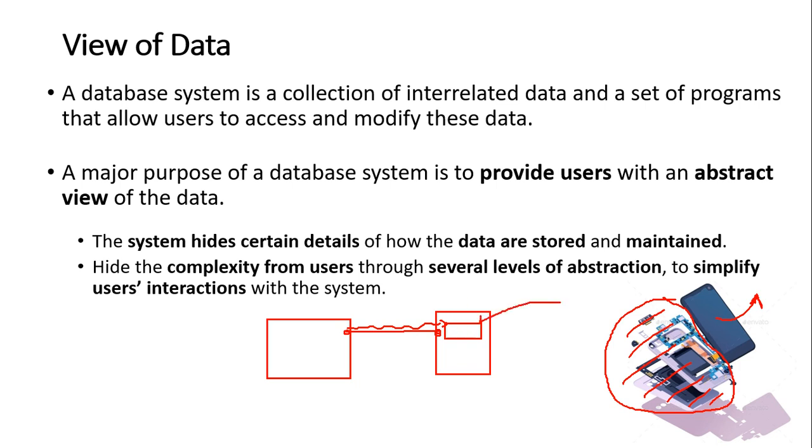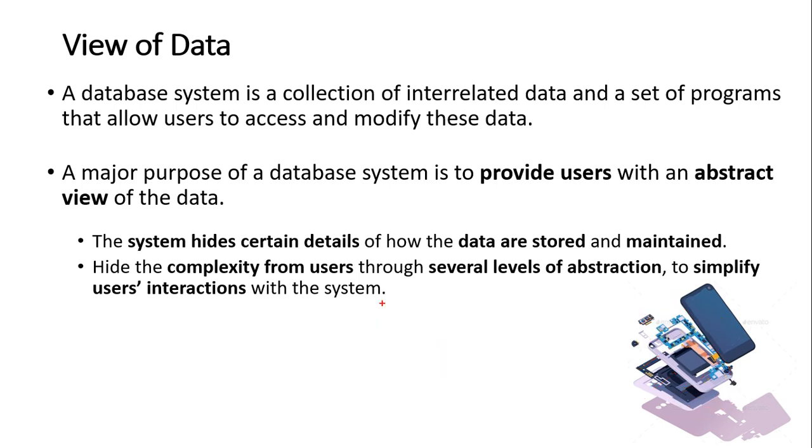You just want to get an abstract of the details. In other words, you just want to view what you really wanted to see. The same thing is true if I take the analogy with the database. The system must hide certain levels of details about how the data is stored and how the data is getting maintained, so that the users could see a simplified data, and they can interact with the database system.